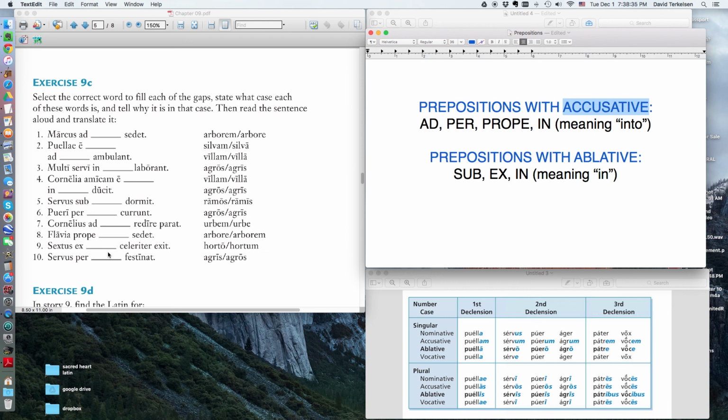Sextus, this is number 9. Sextus goes out of the garden quickly. So ex, ablative. Hortus is a second declension noun, ablative, horto, right there. And servus per blank festinat, the slave hurries through the field. We've seen this before. Per agros, it was agros here, and it's agros again. Through, per, accusative, agros, right here, accusative.